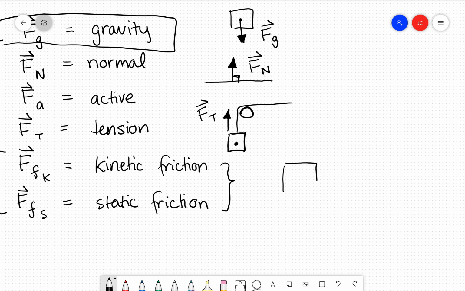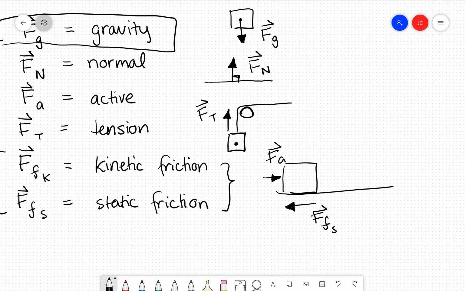So here's the box, here's the floor. You need to push on it. That's exerting an active force. Remember, we dealt with active forces on the box. But there's friction here, which is going the opposite direction. And it's going the opposite direction because it's opposing you from moving it. And this is a static friction force because you have not started moving the box and it's preventing you from doing so.